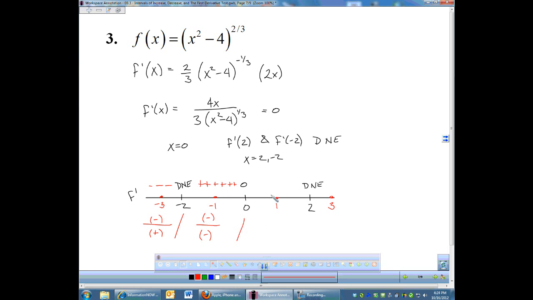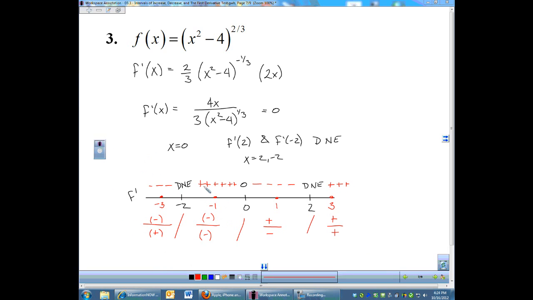If I plug in 1, 4 times 1 is positive. 1 minus 4 is negative 3, and the cube root of that is still negative. So positive over negative. And if I plug in 3, 4 times 3 is positive. 3 squared is 9 minus 4 is positive. So that's positive.